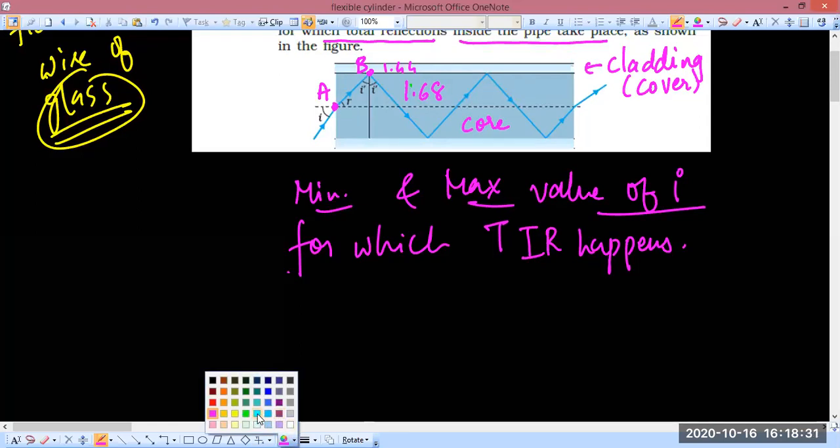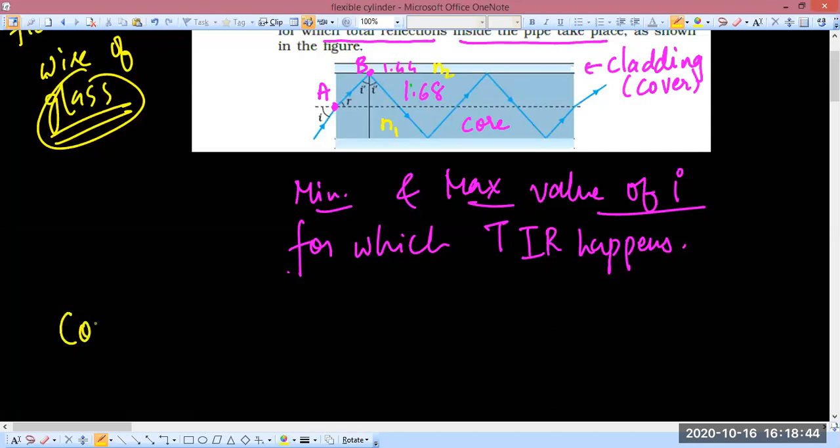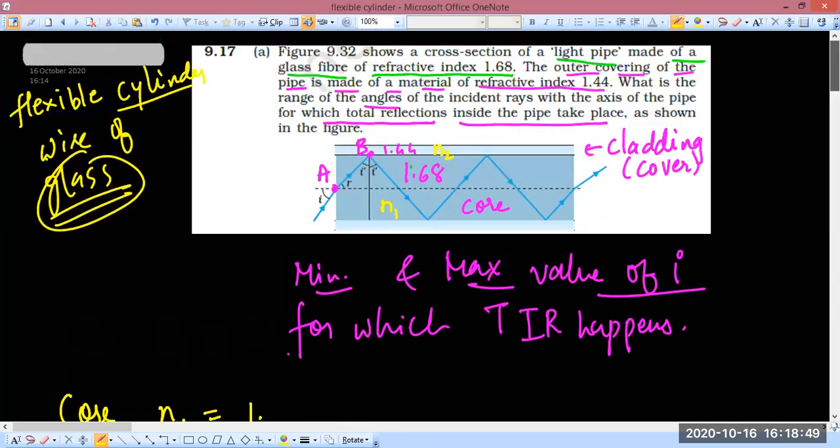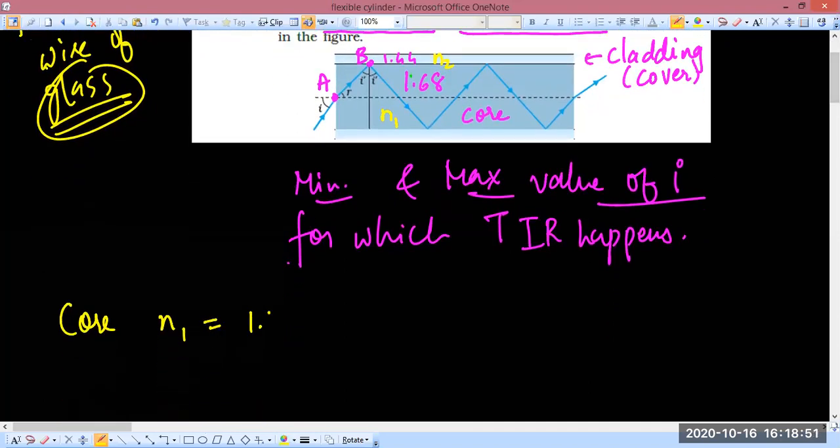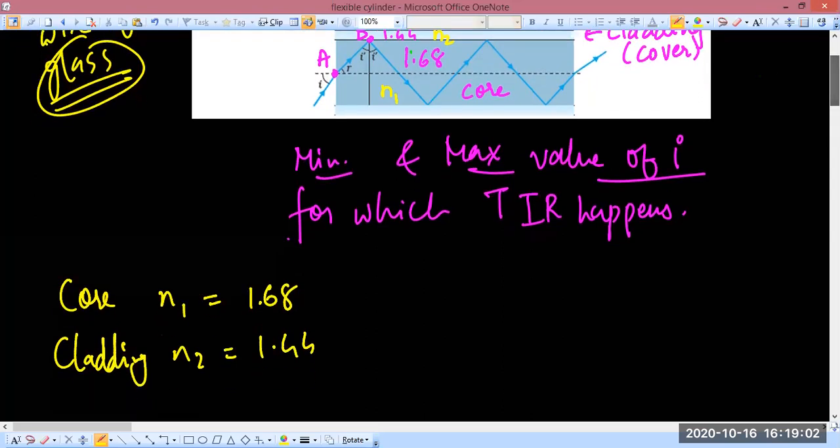Now you see what I'm going to do is I'm going to call these some refractive indices. The core, we will call that N1 and this one will be N2. Core has refractive index N1, which is given to be 1.68, and cladding is N2, its refractive index is 1.44. So now let's start our calculations from A.